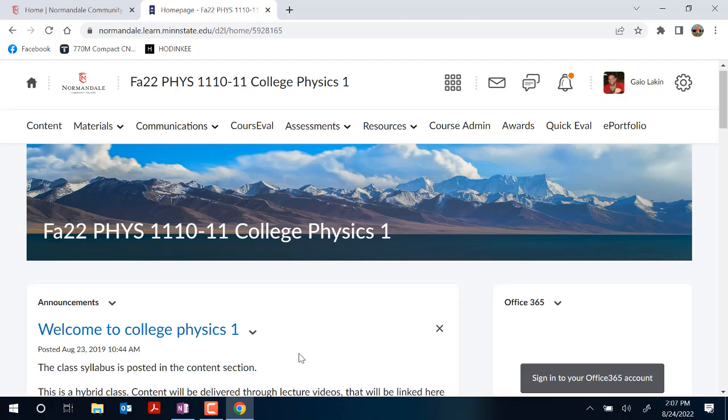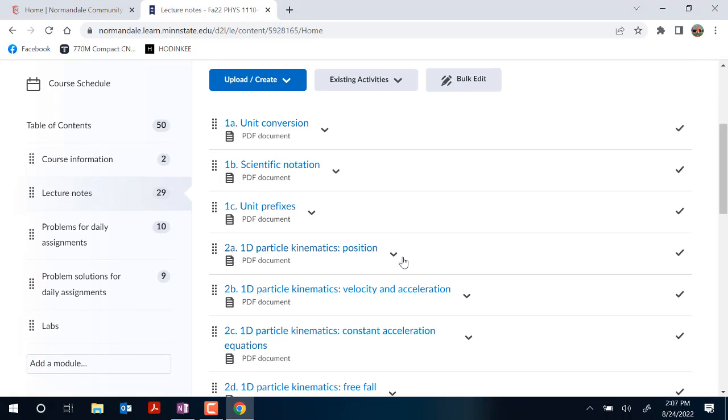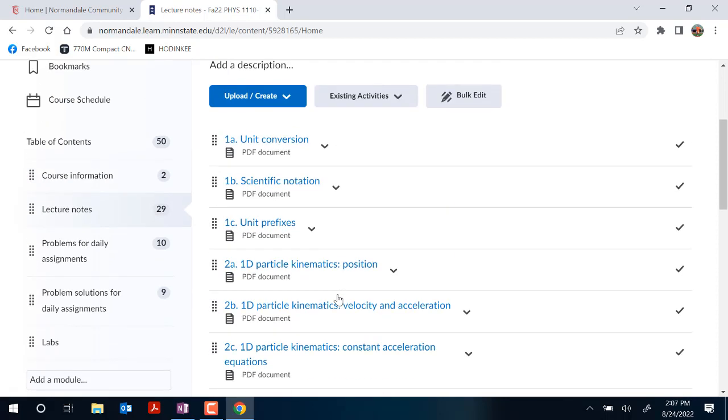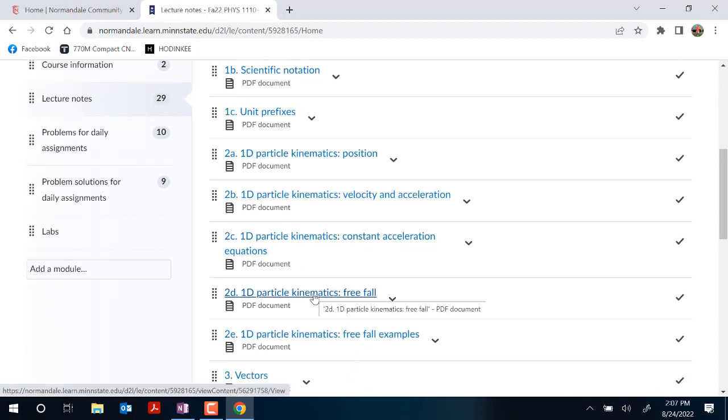Almost all of the stuff that you'll need to follow those instructions is in the content section of D2L. And so if you look on content, there's course information. That's where the syllabus is. I'll go to that in a second. The lecture notes, these are companions to the YouTube video lectures. And you can go to any topic in here. It's broken down into sort of chapters. Let's say we want to look at the part that's on 1D particle kinematics of free fall.